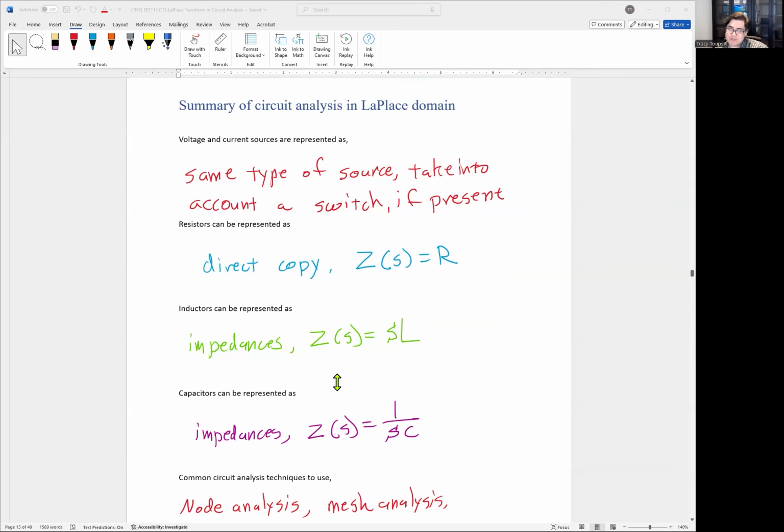Okay. So that's pretty much all I have for today, just to show you an introduction to the Laplace transform, how we use Laplace transforms to go into circuit analysis, and now how we do circuit analysis.